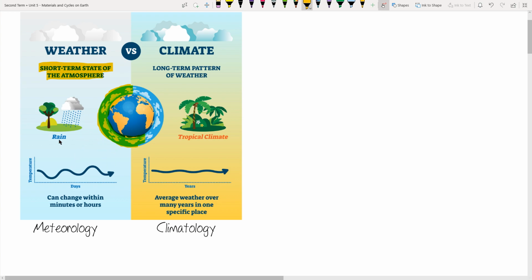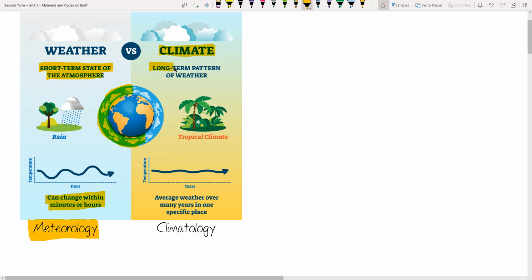So it's short-term changes. It gets rainy at times, then it gets sunny. Those are called weather changes, and can change within minutes or hours. That is what we call weather. And the study of weather is called meteorology, right? You do know there's a meteorology department in Pakistan that gives you all this information, when it is going to be raining, or sunny, or when it's going to be an arid environment.